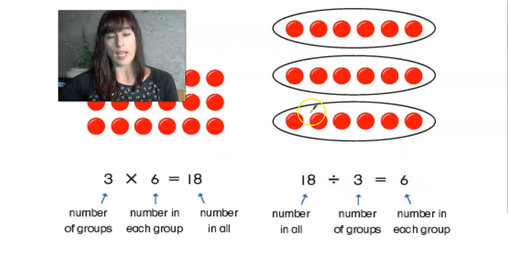For example, here we have 18 divided by 3 groups. And how many do we have in each? We're just going to count how many we have inside of each group, and that will be our answer. So don't forget that in a division sentence, you always have to put the biggest number. The number in all will always be in first place.